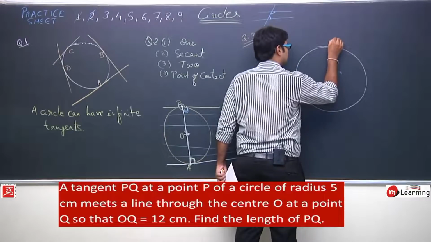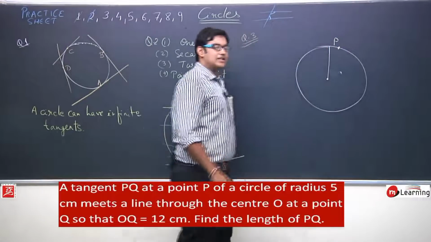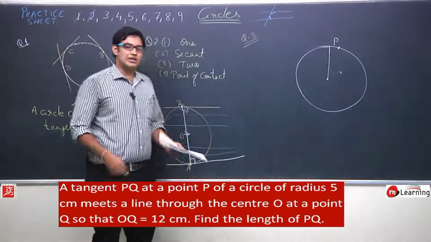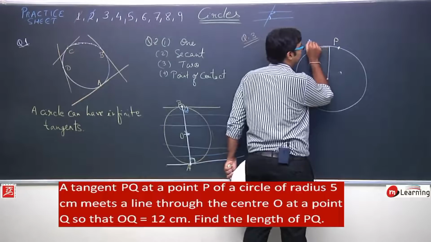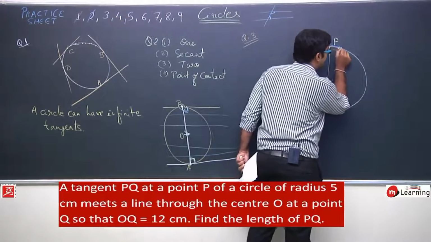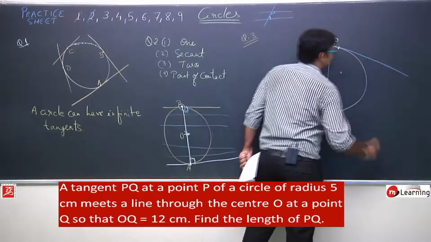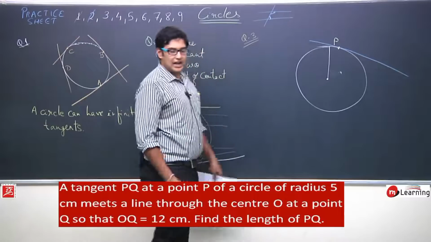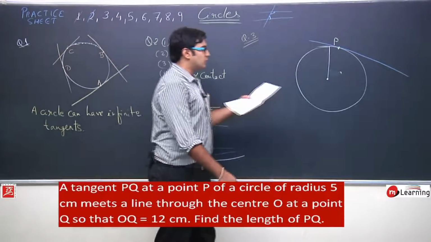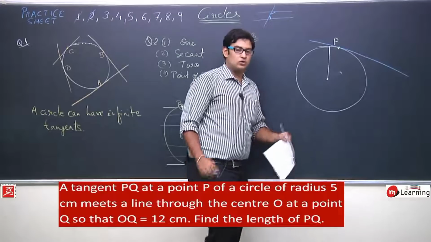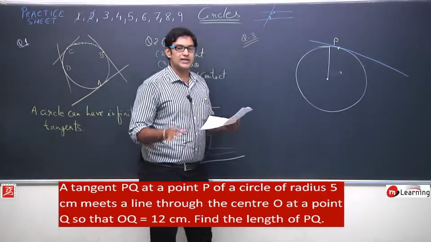This is the point P. It says at this point P I have drawn a tangent. If I draw a tangent at this point P, it will be drawn like this. So this line is a tangent at point P. PQ is a tangent, but we don't know the location of Q. We don't know where exactly the point Q lies.